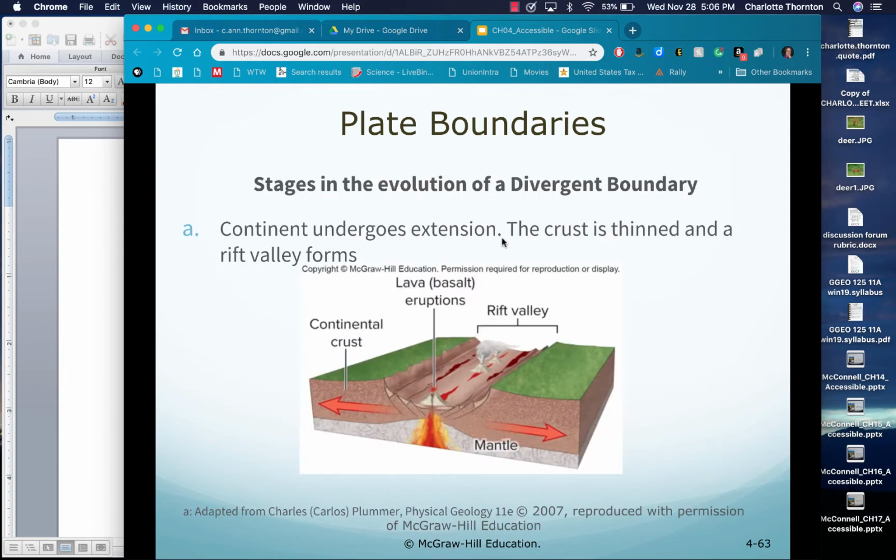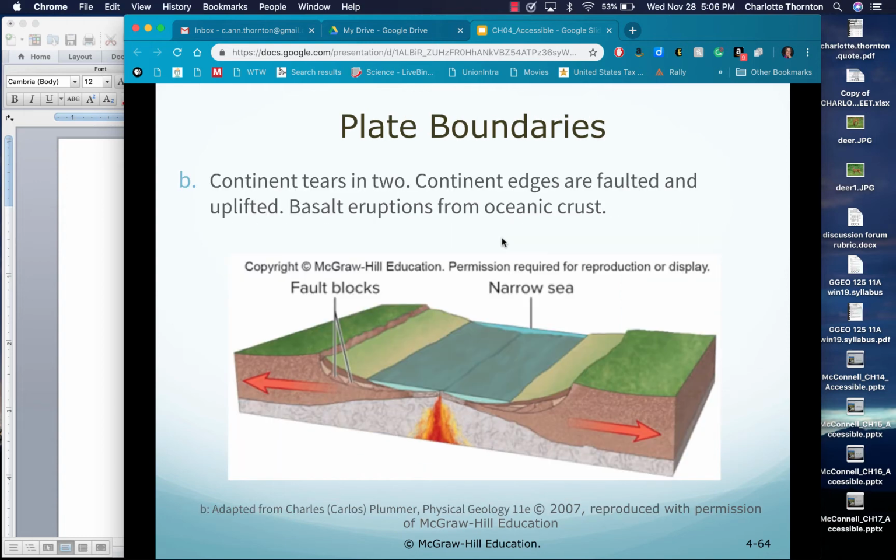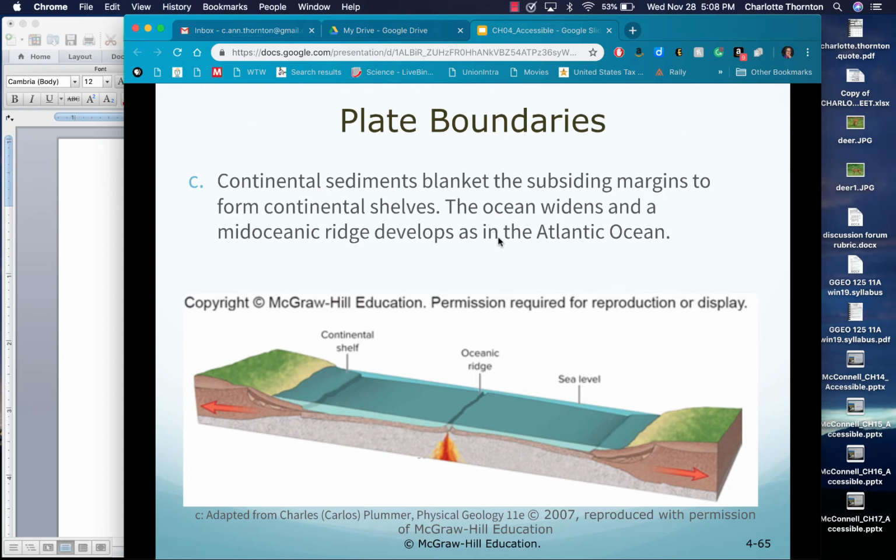Stages in the evolution of a divergent boundary. The continent goes under extension, the crust gets thinner, and a rift valley forms. As the continent tears in two, the continent edges are faulted and uplifted. Basalt erupts from oceanic crust. Continental sediments blanket the subsiding margins to form continental shelves. The ocean widens and a mid-oceanic ridge develops, just like there's a mid-oceanic ridge in the Atlantic Ocean.